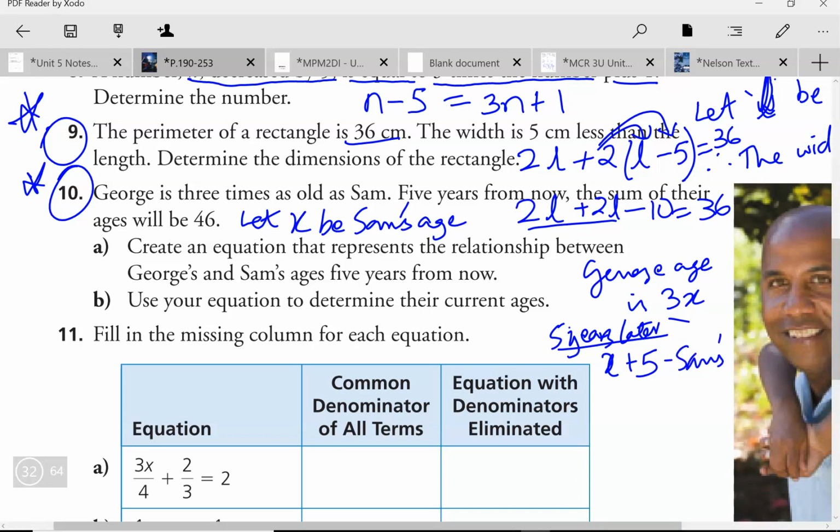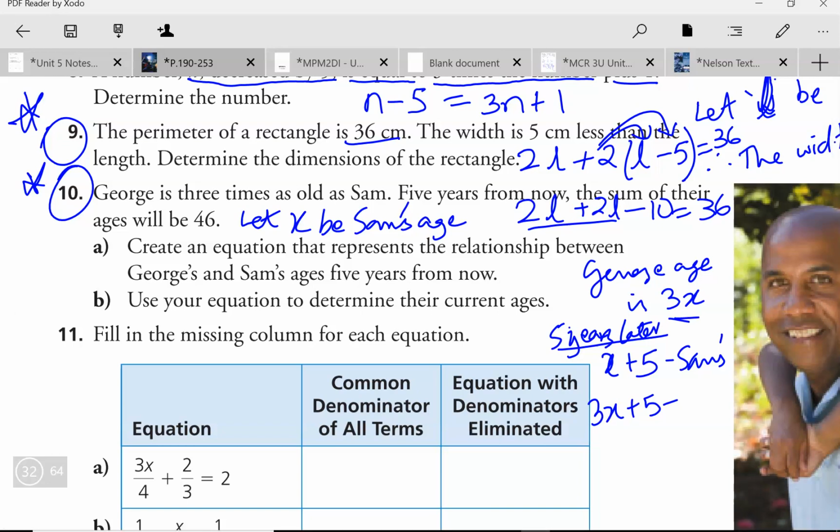And what is George's age? George's age is 3x plus 5, because today George was 3x years old. So if he was 36 years old, 5 years later he's 36 plus 5. Right? So you're just adding 5. So this is George's age.